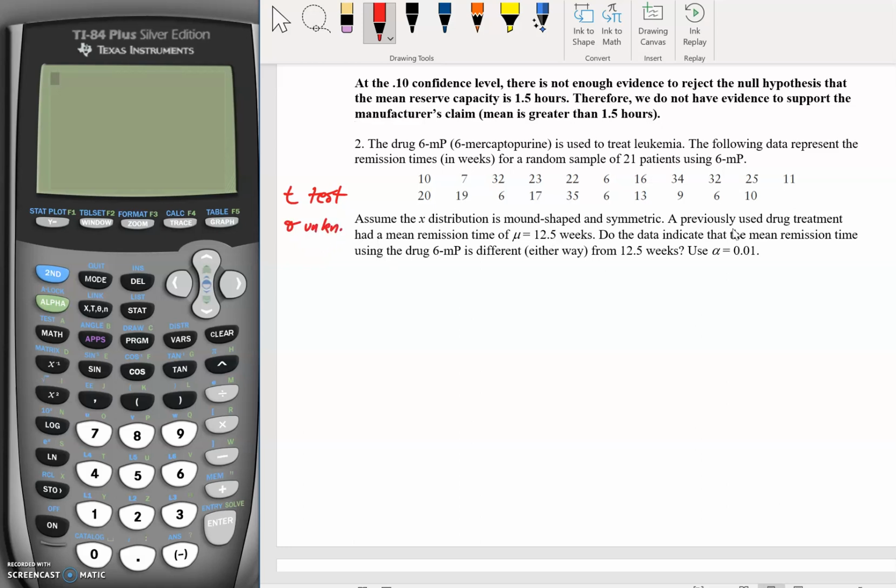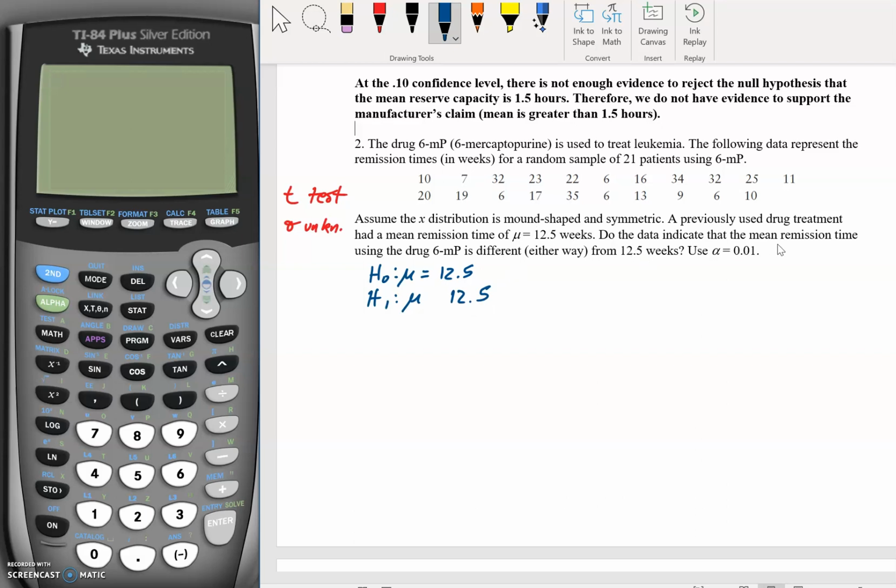Okay, so a previously used drug treatment had a mean remission time of mu equals 12.5. So remember, this is like our historical value that we would go off of. So for the null, we're going to assume that history is repeating itself, 12.5, and we'll see what we want for our alternative. Again, we're using mu. Again, we're using 12.5, so it's just greater than, less than, or not equal to.